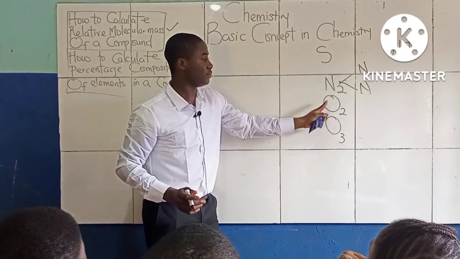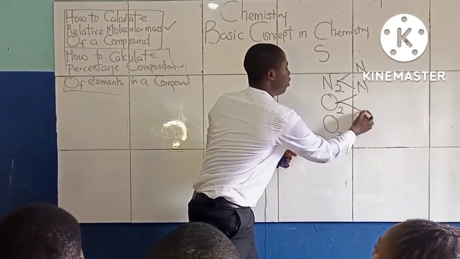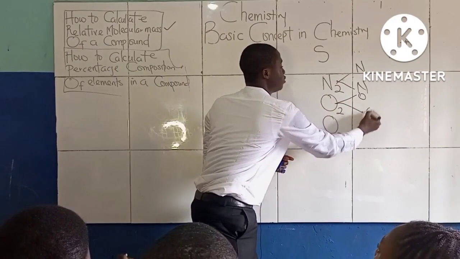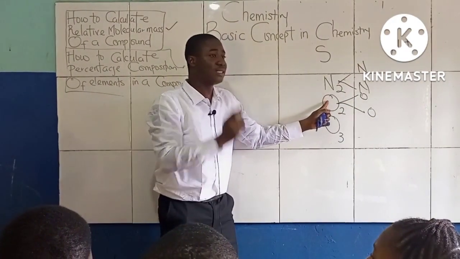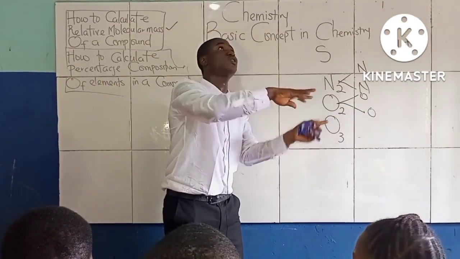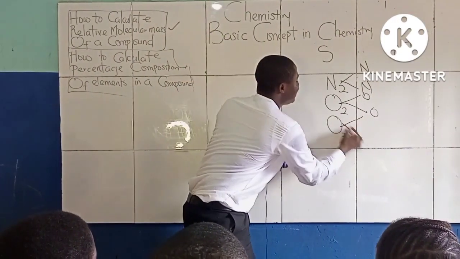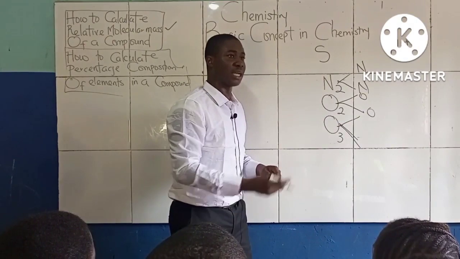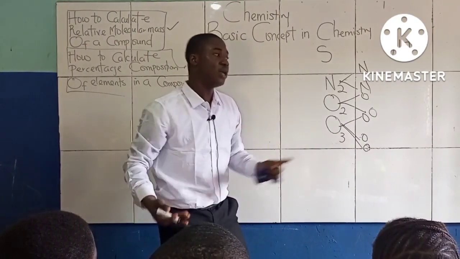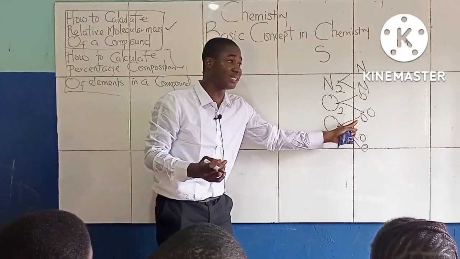Meanwhile, what about this? Oxygen. Now looking at oxygen, how many atoms of oxygen can you see here? Two. So will this guy be called oxygen atom or oxygen molecule? Oxygen molecule. Very nice. Now, looking at this other one, how many atoms of oxygen can you see? Three, which is OOO. That's the symbol of oxygen. Are you getting me now?